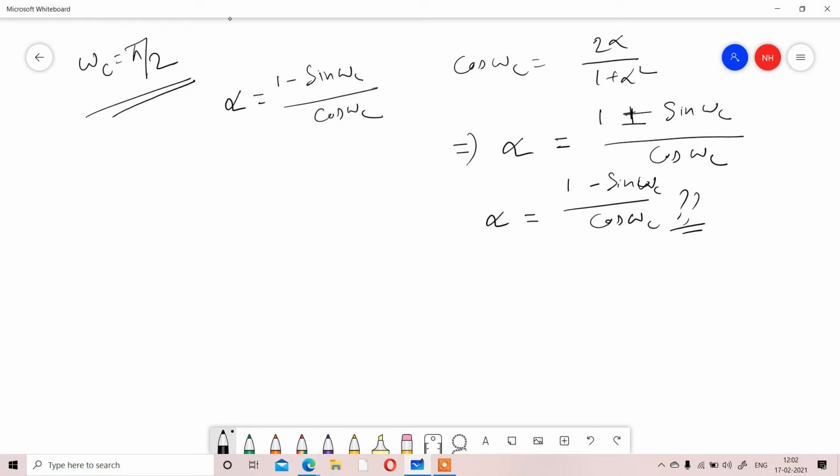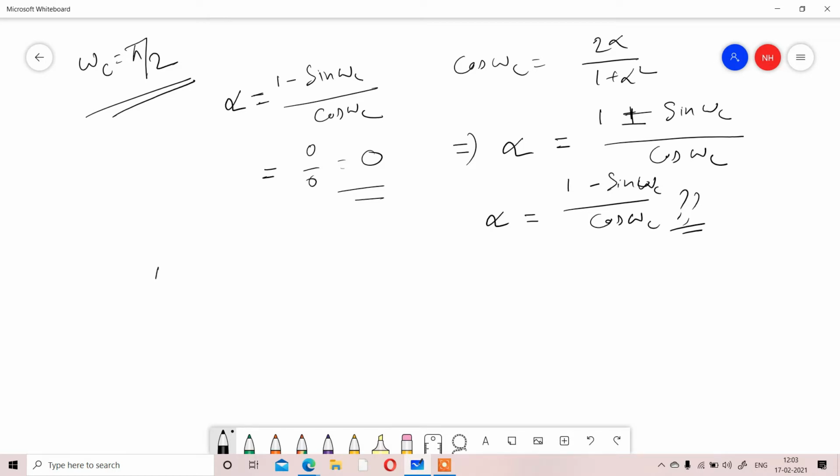And if we represent omega c by pi by 2, you will get the value of alpha. For this case, alpha value will be 1 minus sine omega c, that is sine pi by 2. Sine pi by 2 value is 1. So 1 minus 1, 0. And cos omega c is cos pi by 2. Cos pi by 2 value is what? 0. So 0 by 0, it will be 0. Okay.